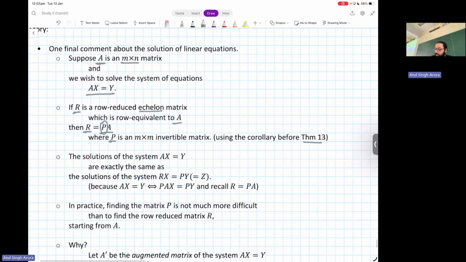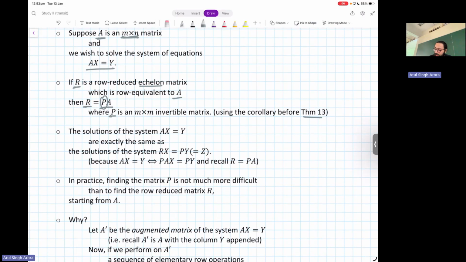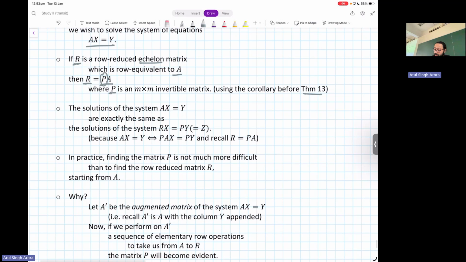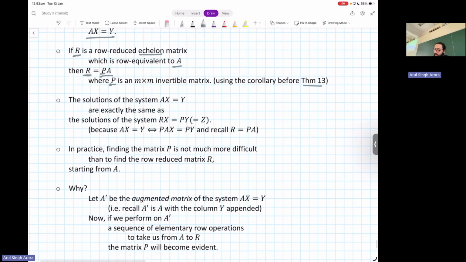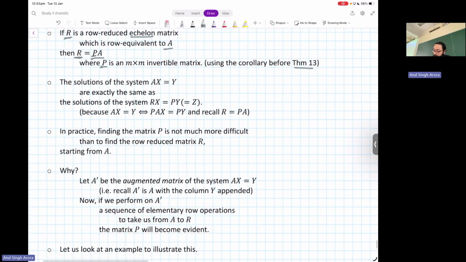Okay, so now the point is, so far we were discussing square matrices. Now we are looking at m cross n matrices. That's the difference, just to highlight the fact. We are saying that you can always find a row reduced echelon matrix for an m cross n matrix, and we're writing it as follows, and there would always be some P that corresponds to the elementary row operations, and this P is going to be an invertible matrix. Then the solutions for this system Ax equals y are exactly the same as the solutions for the system Rx equals Py equals Z.